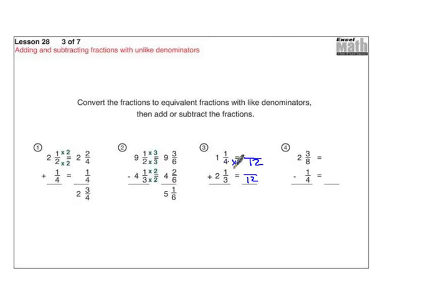4 times what is 12? 4 times 3 is 12. 1 times 3 is 3. 3 times 4, same idea, different number. 1 times 4 is 4. Add them together. 4 plus 3 is 7. 7/12. 1 plus 2 is equal to 3. All right, hopefully you're getting this by now. Go ahead and try number 4 on your own. Pause the video. Turn it back on when you're ready to see the solution.